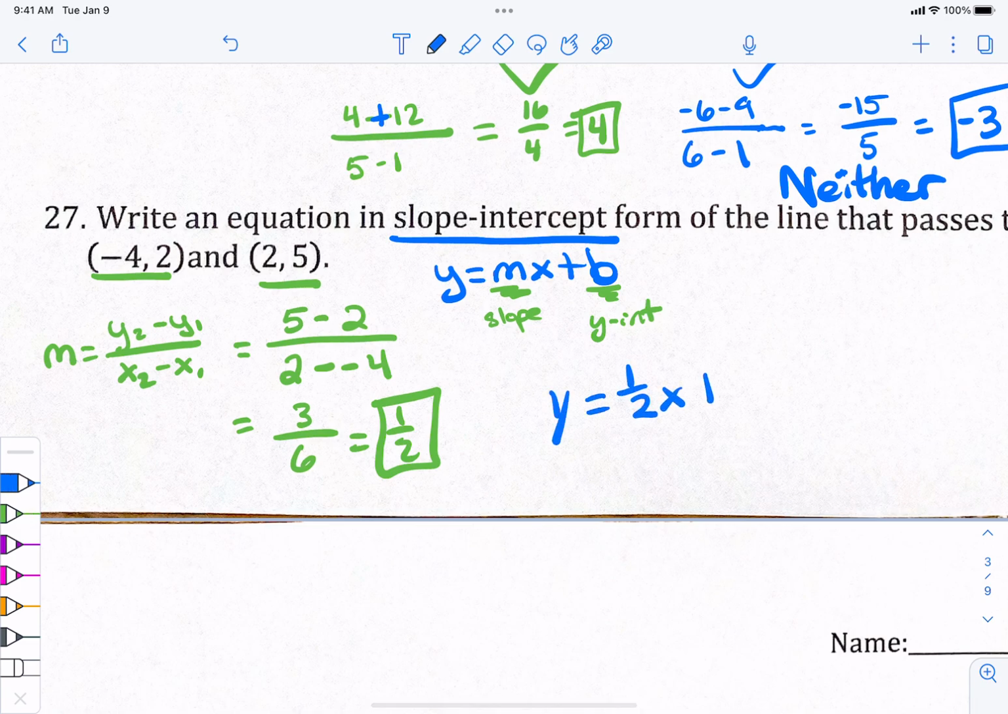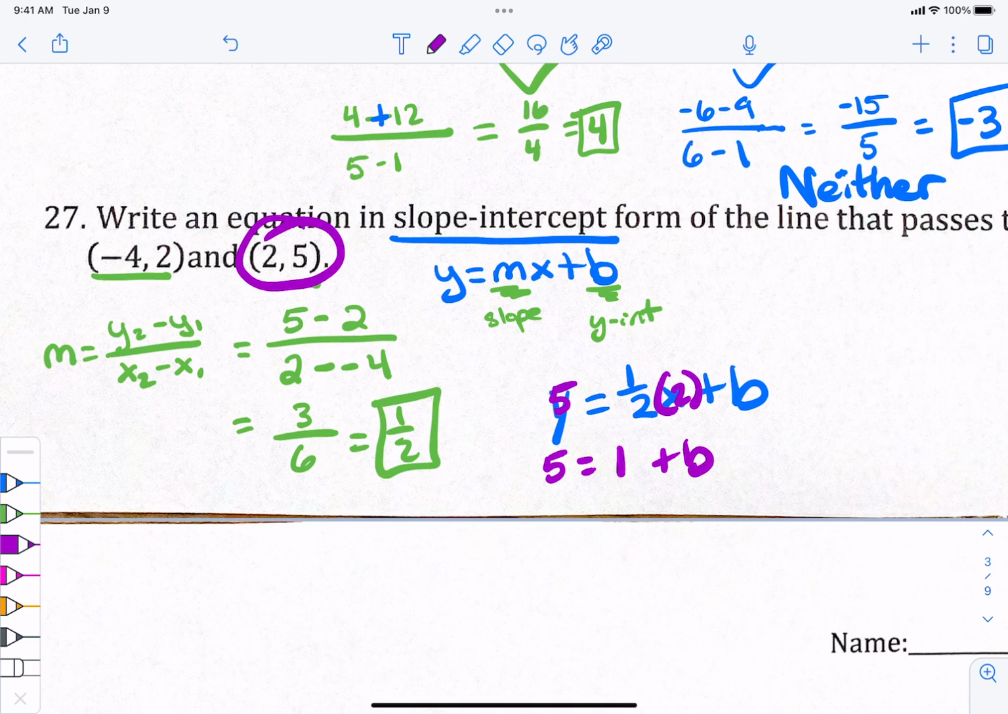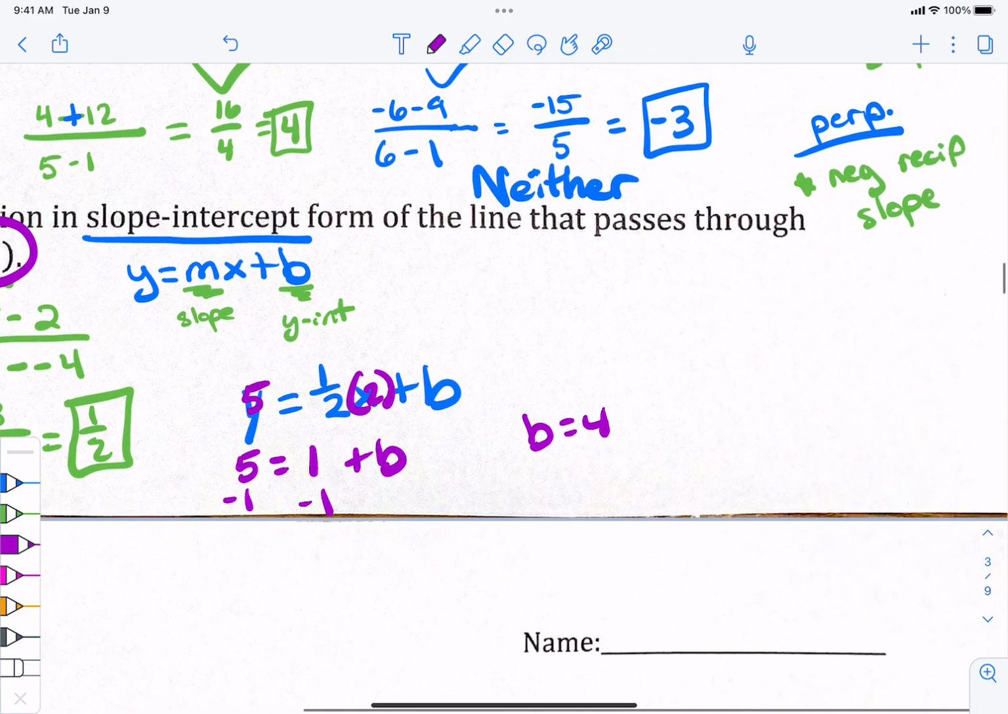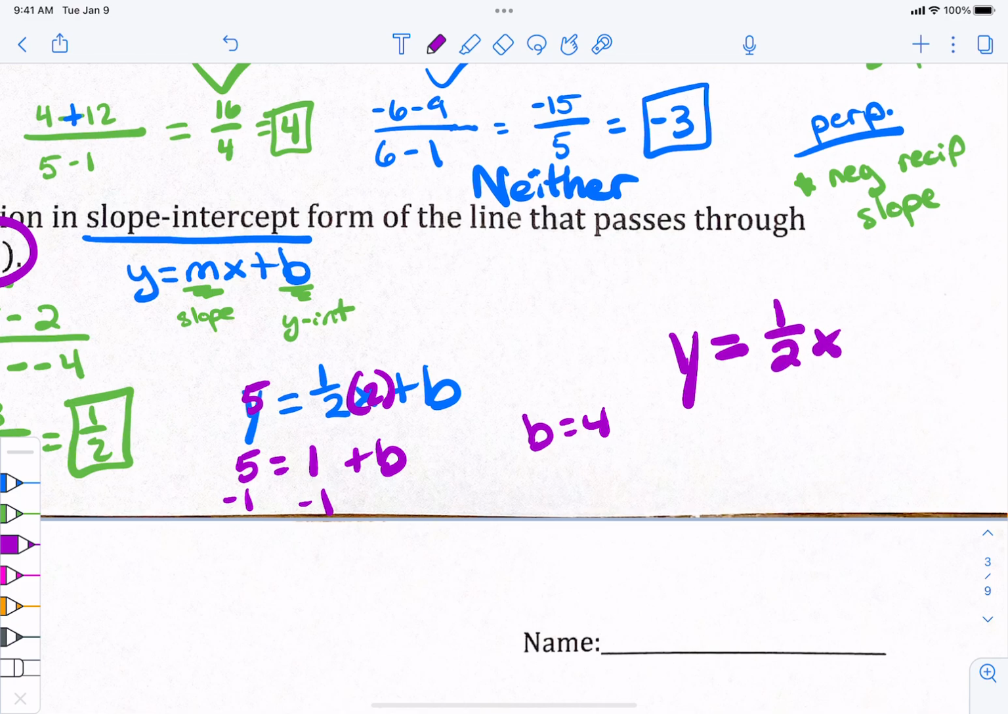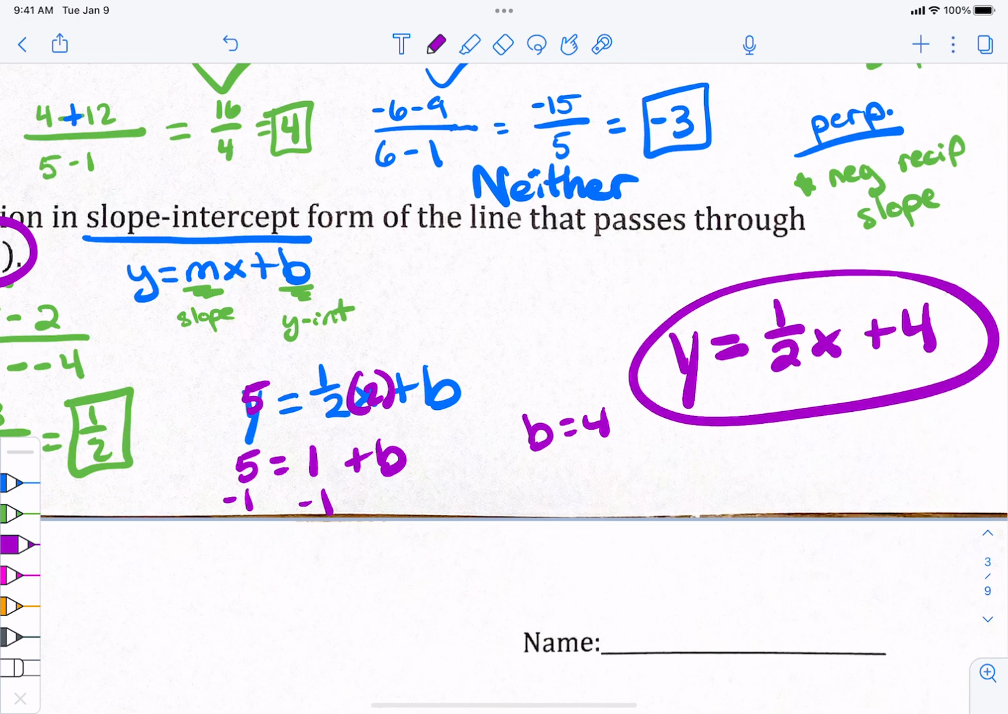Now I'm going to write out what we have at this point, which is y equals 1/2 x plus b. The only other thing I have to find is b. How do I find b? I plug in one of the points. You can plug either one in, but (2, 5) is going to be the nice one. Make sure 5 goes in for y and 2 goes in for x. What's half of 2? 1. So 1 plus b equals 5. Then I solve for b, so minus the 1, b is 4. Final answer: y equals 1/2 x plus 4.